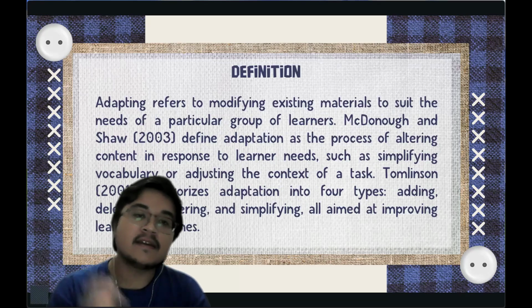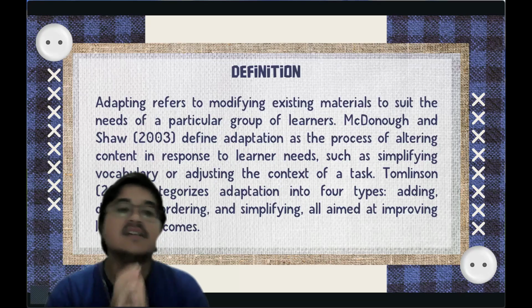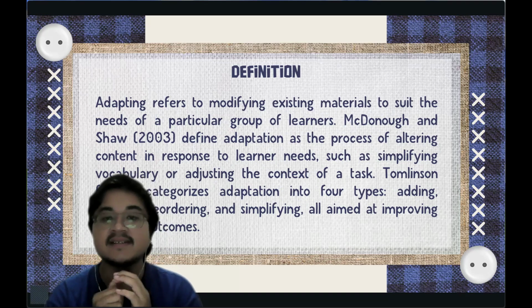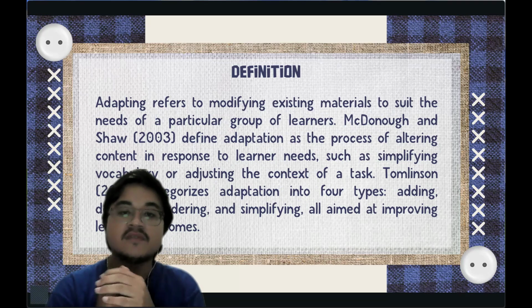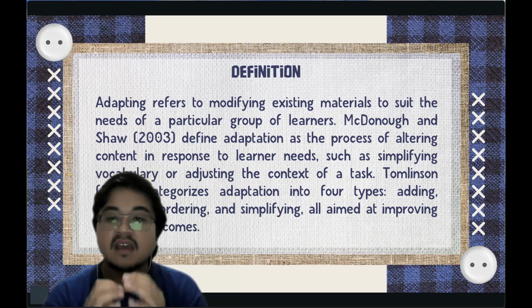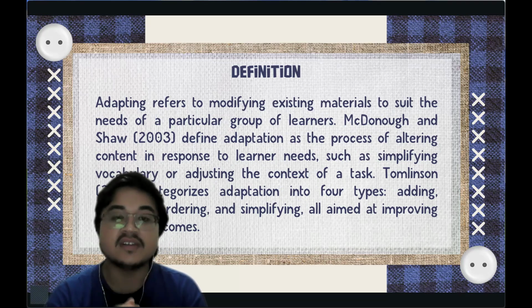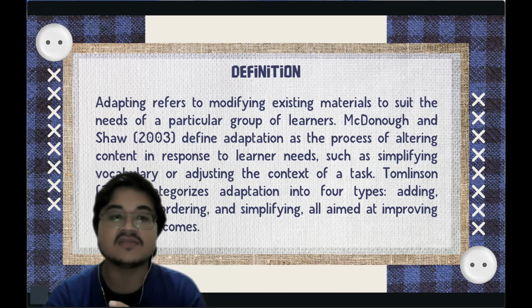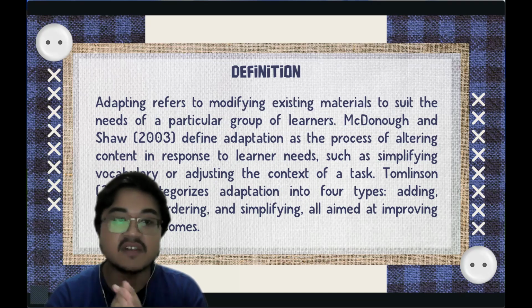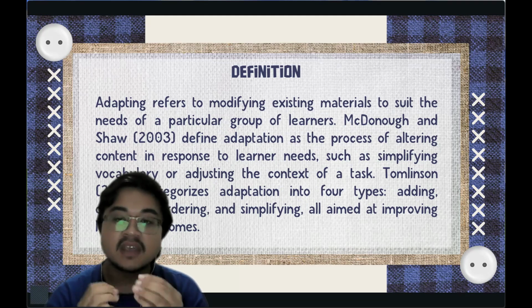Adapting. Adapting refers to modifying existing materials to suit the needs of a particular group of learners. McDonough and Shaw in 2003 defined adaptation as the process of altering content in response to learner needs, such as simplifying vocabulary or adjusting context for tasks.